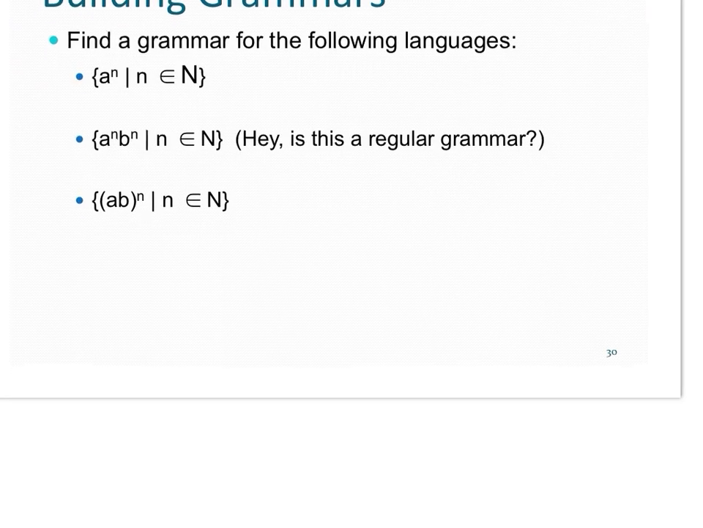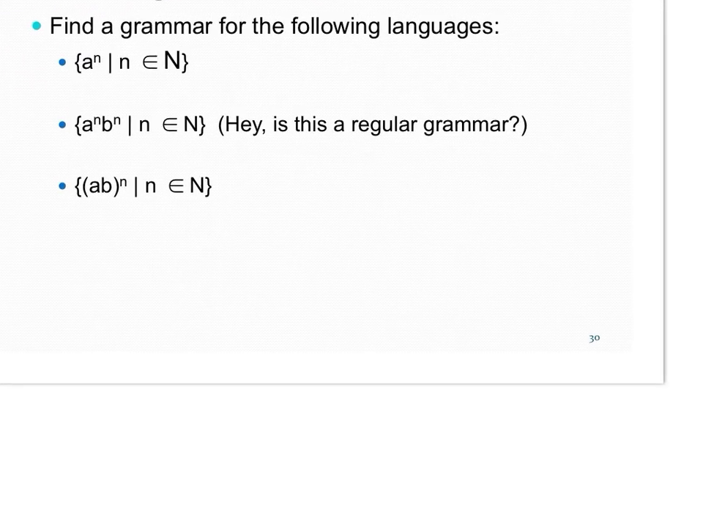So let's look at this first one. We need to find a grammar for the language a to the n such that n is an element of the natural numbers. That's the same as saying we're finding a grammar for a star, which we've done before. You probably remember how to do this one. You start, and either you go to an a followed by the start symbol again, or you go to lambda. It's pretty easy, because we just keep building up the a's.